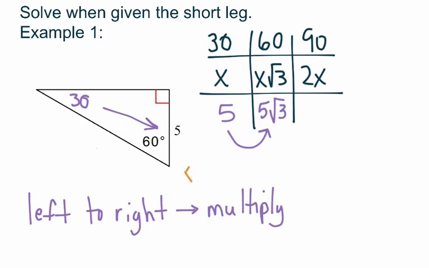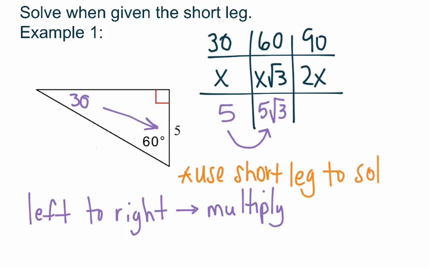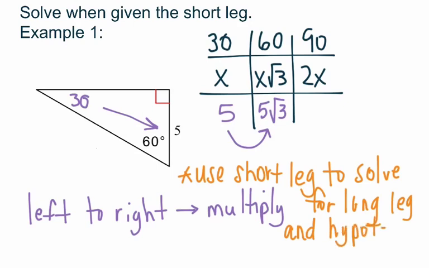We're going to use the short leg to solve for both the 90 and the 60, or the long leg and the hypotenuse. So for our hypotenuse, 5 times 2 is 10.